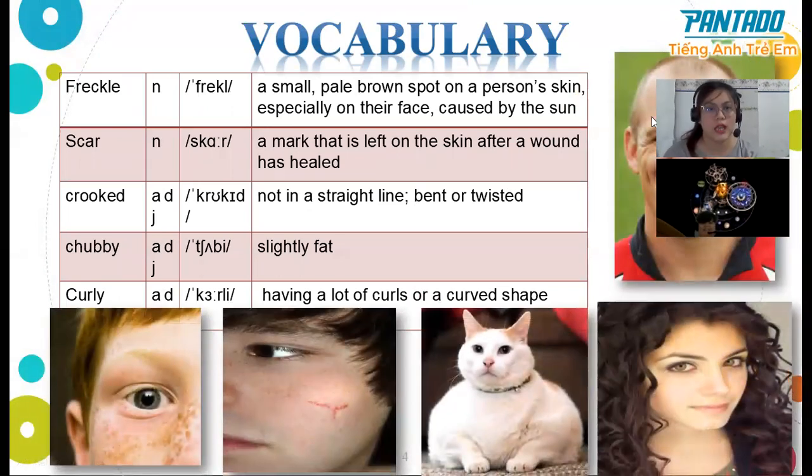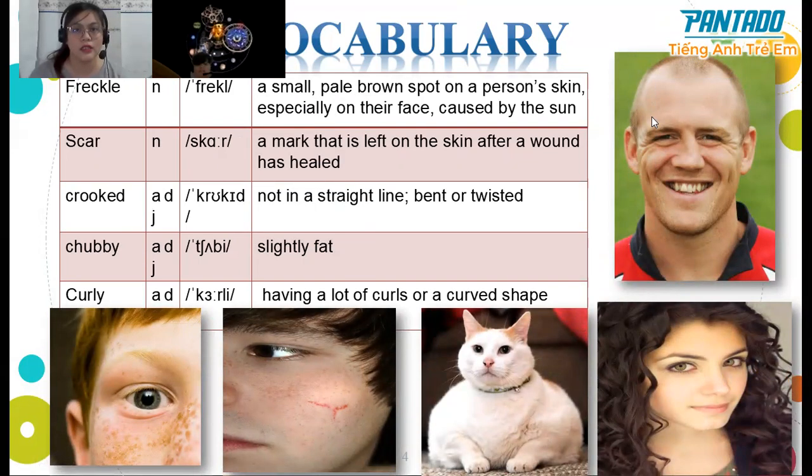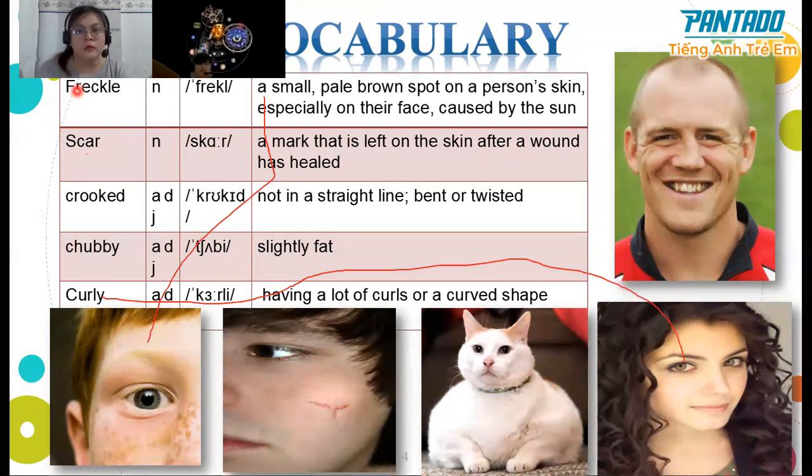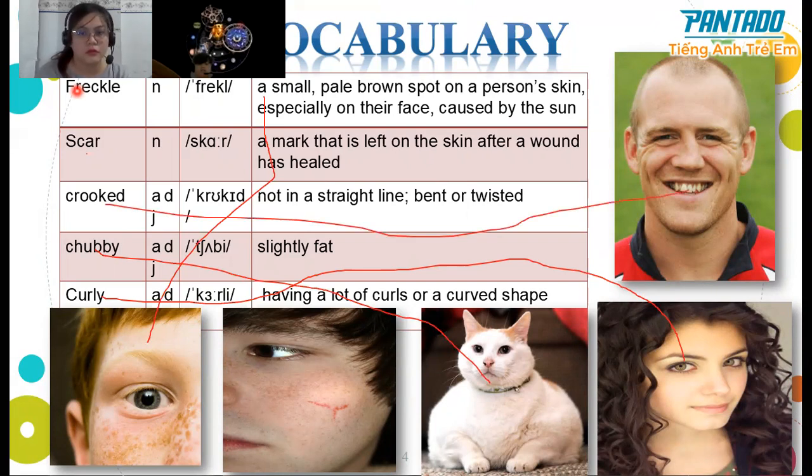All right, so here are examples for vocabulary. Okay, so here we go. Please read number one. This one. Okay. All right, so very good.